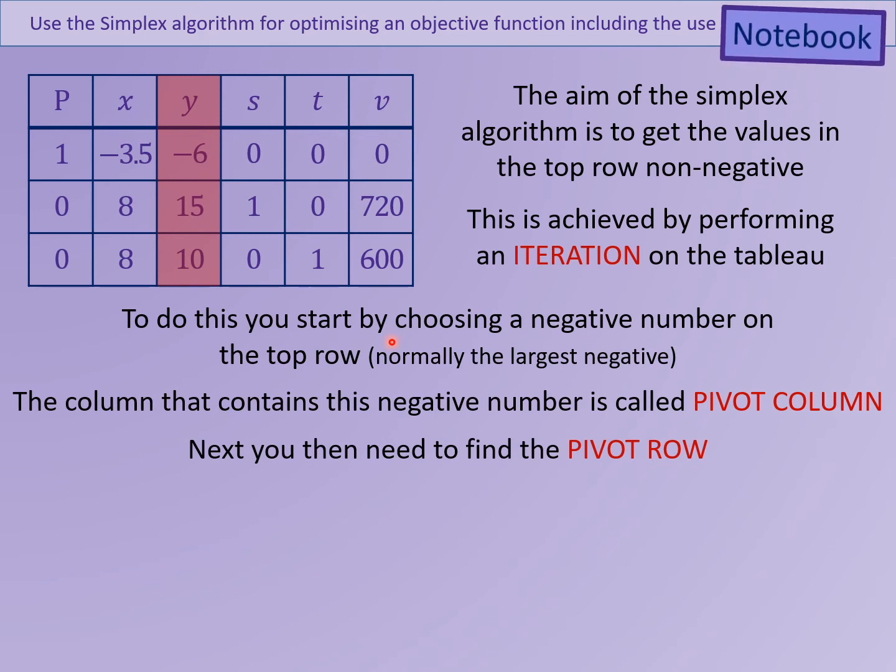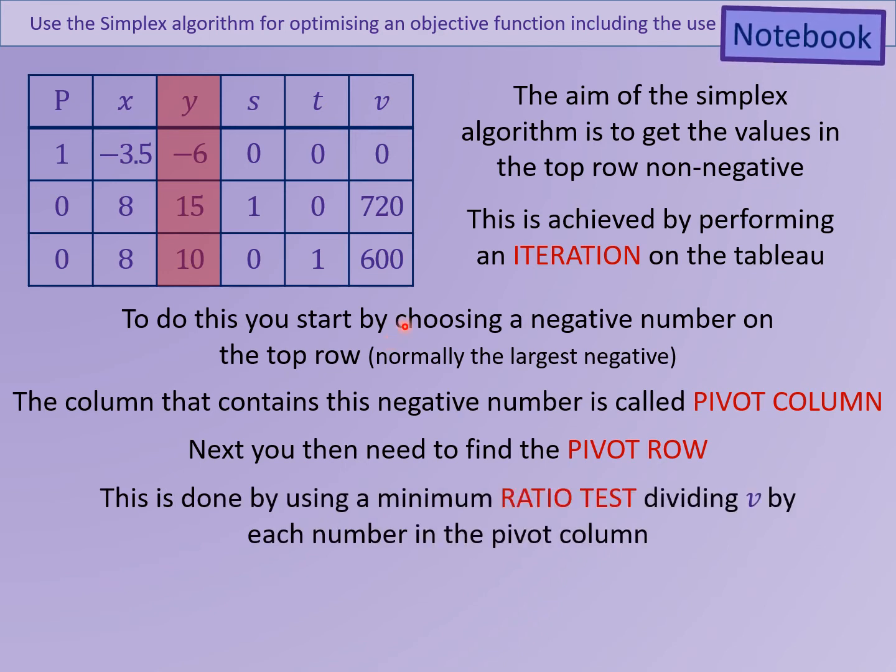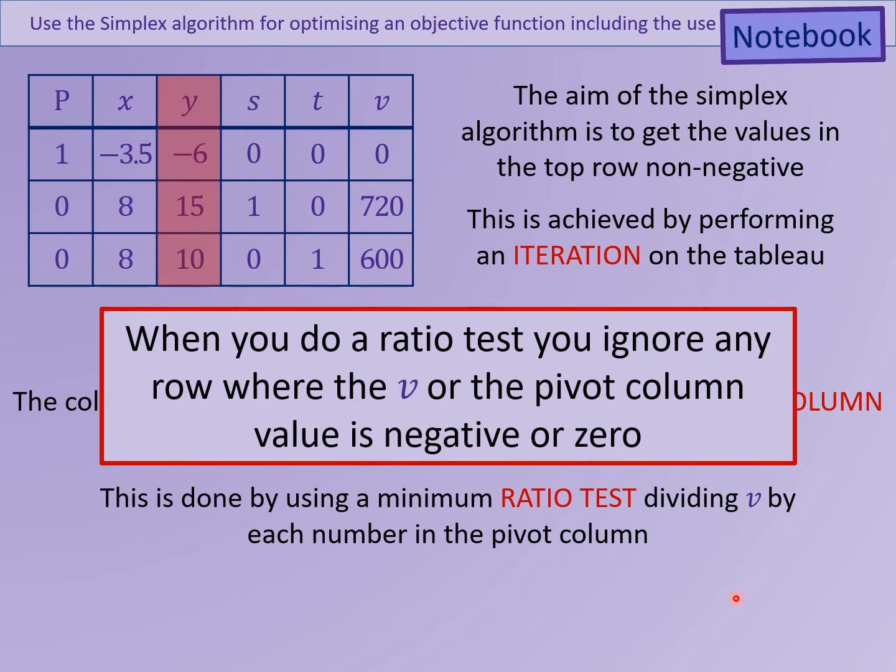To decide the pivot row is a very simple formula, but it's easy to forget. You do what's called a ratio test. You get the ratio test by dividing the V value by the number in the pivot column. So I'm going to do 720 divided by 15 and get a value, and 600 divided by 10 and get a value. Important fact: you ignore any zeros or negatives in this. So we don't do the 0 divided by -6, we ignore that completely. Anything that's 0 or negative, you just ignore.